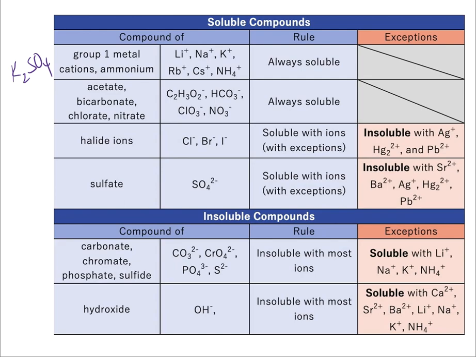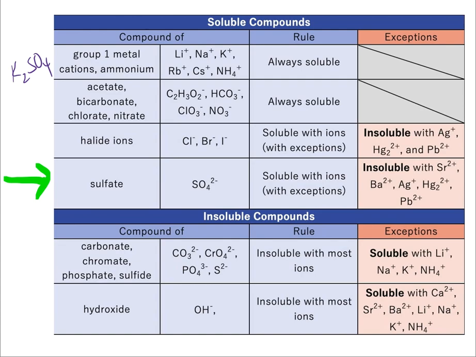So in the case of potassium sulfate, potassium is a group 1 metal. So based on that rule, we know that it's always going to be soluble. We could have also looked at the fact that sulfate is present. Sulfate is a little further down, and if you look at this row, you'll see sulfate.